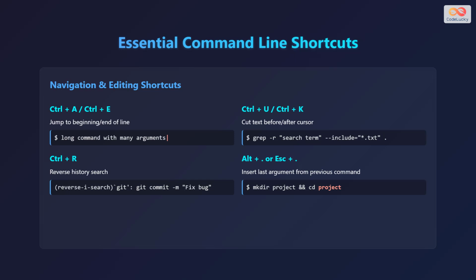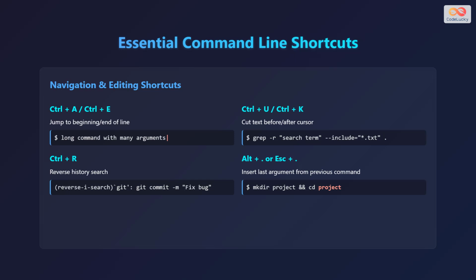Ctrl+U or Ctrl+K are useful for cutting text. Ctrl+U cuts the text before the cursor, while Ctrl+K cuts the text after the cursor. For example, if you have a command like grep -r "search term" --include="*.txt", then Ctrl+U will delete everything before the cursor, and Ctrl+K will delete everything after the cursor.